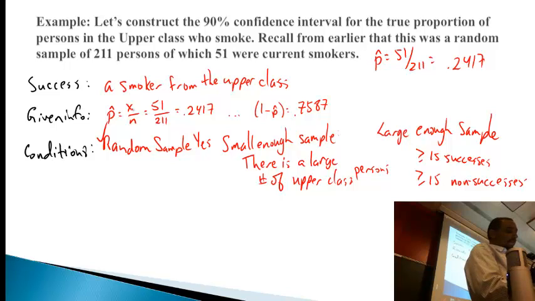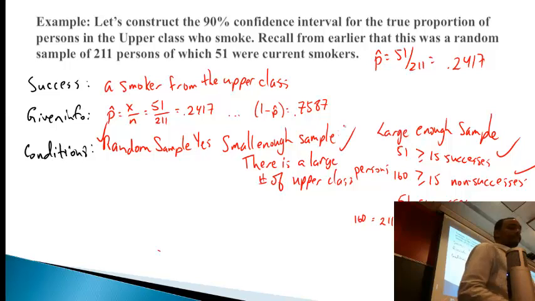Well, let's see here. We have 51, right? Yep, 51 successes from right there. And then we have 211 minus 51 non-successes, which is 160. So yes, 51 is bigger than 15. Yes, 160 is bigger than 15. So all these guys check out.